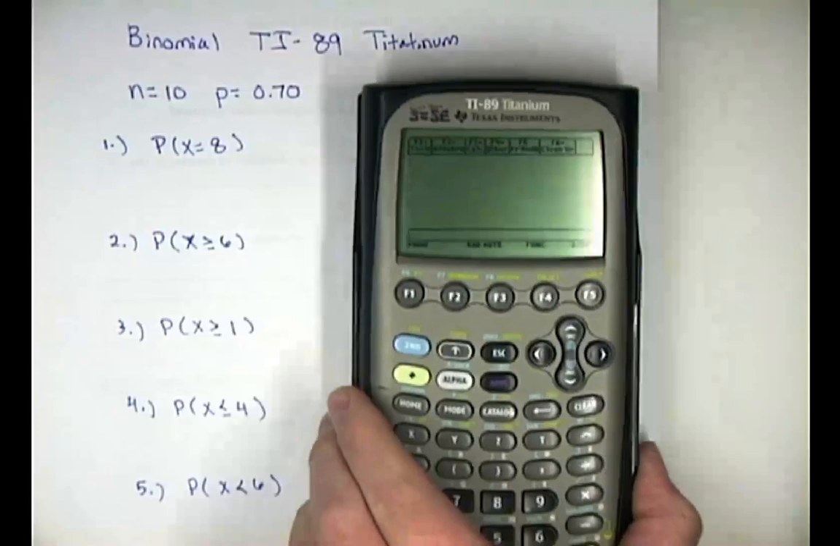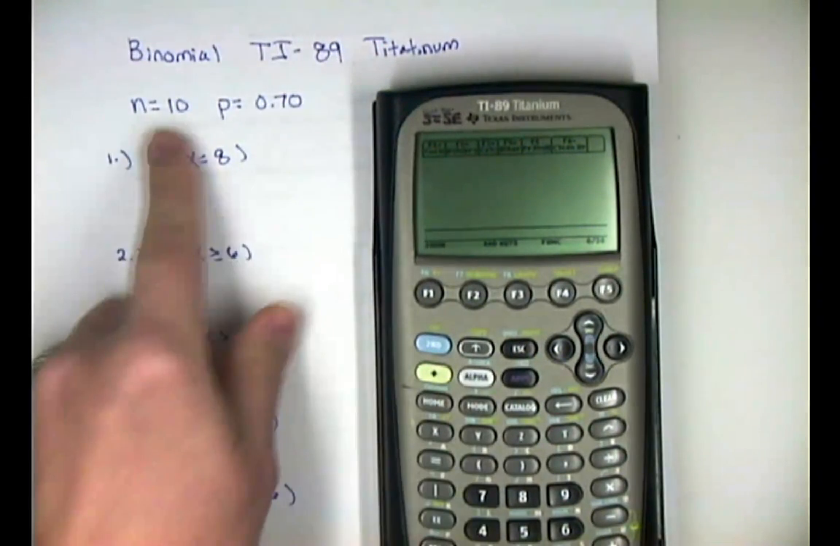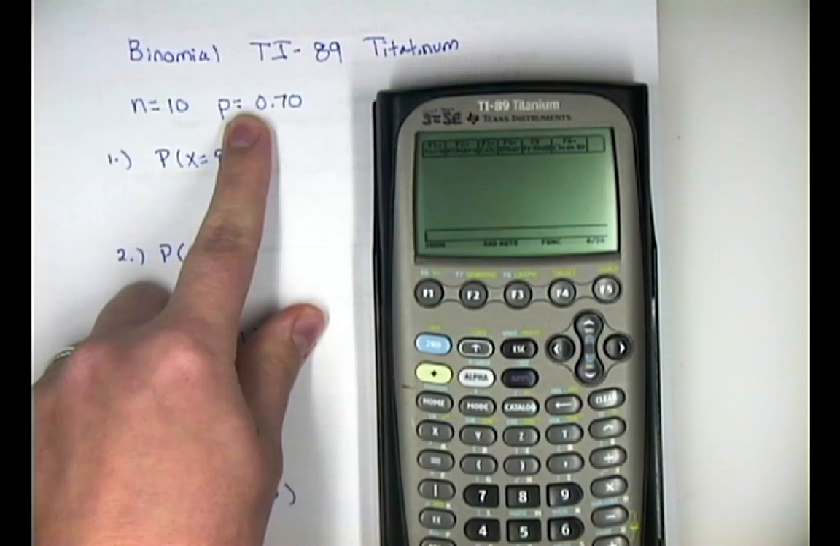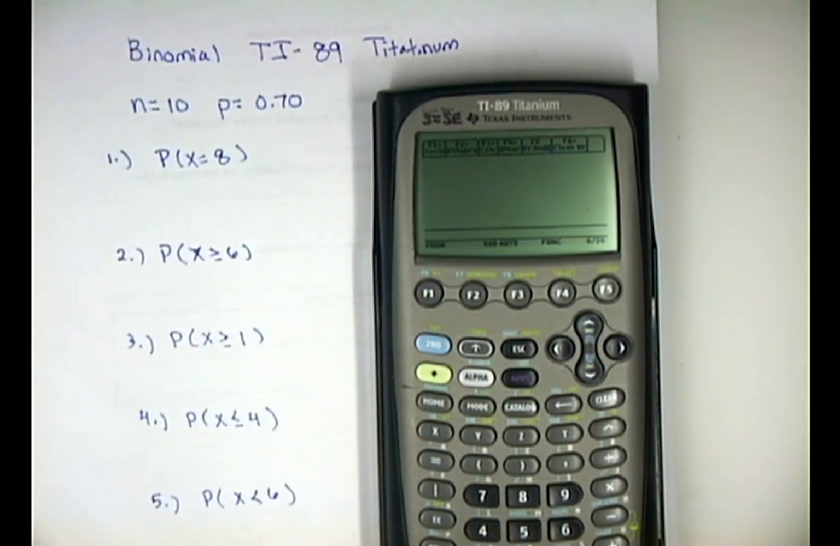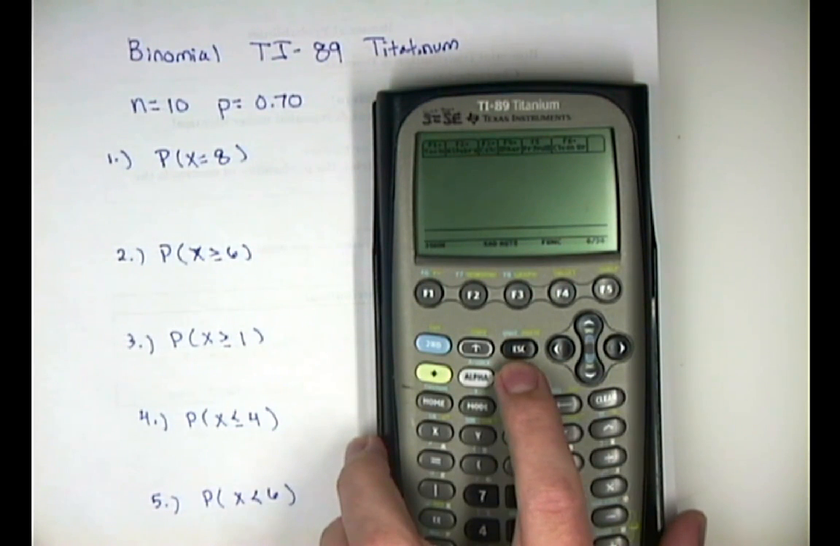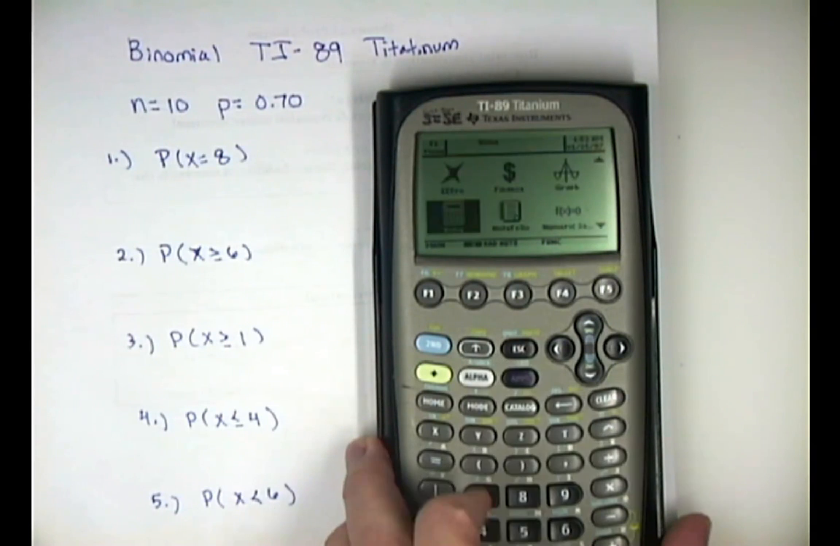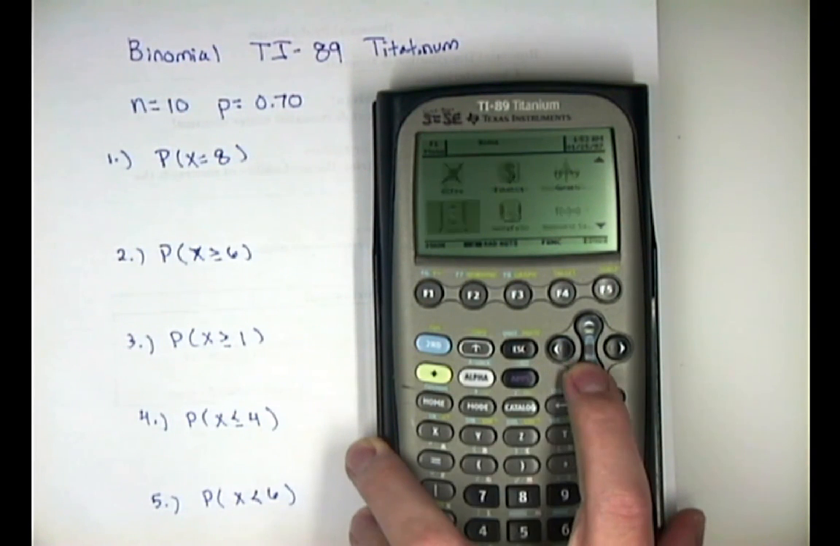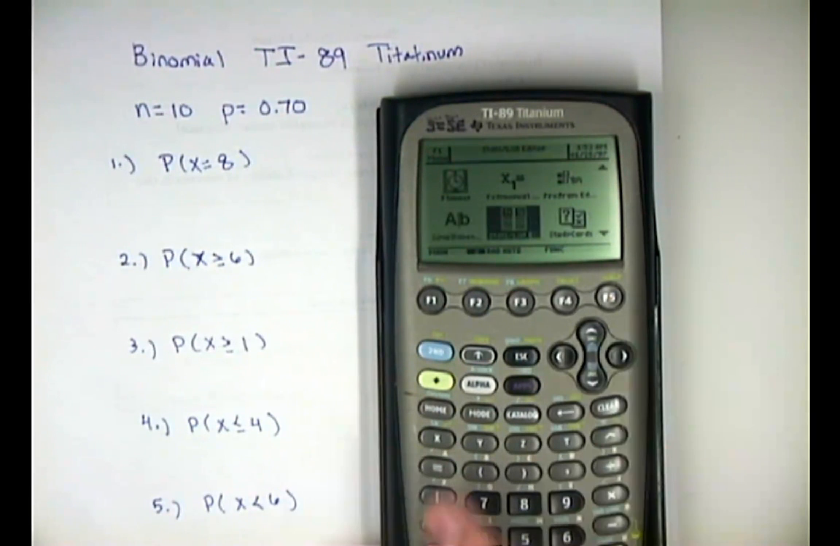Suppose we've got a binomial problem and the sample size is 10 and the probability of success is 0.70. Suppose you want to find the probability of selecting 8 good things. So we've got 10 items, and what's the probability that 8 of them are going to be good? What you want to do is go into your statistics menu. So you've got to go to apps.